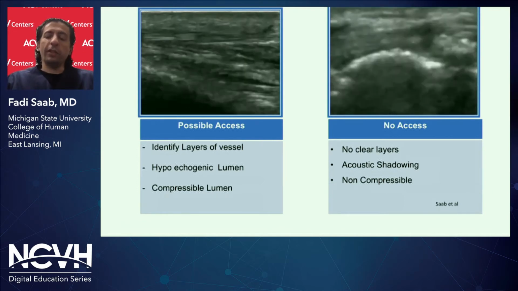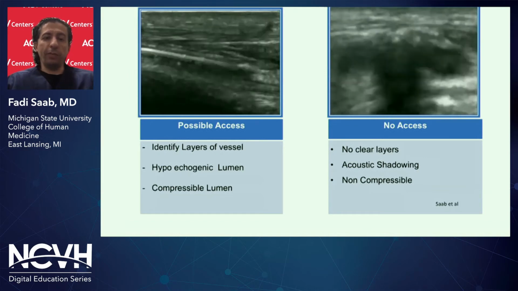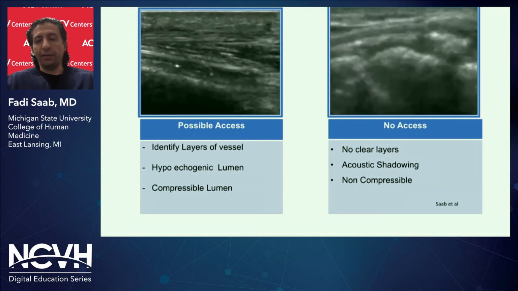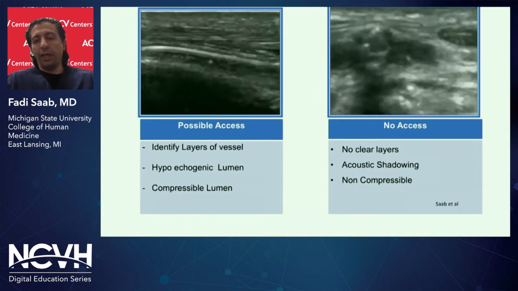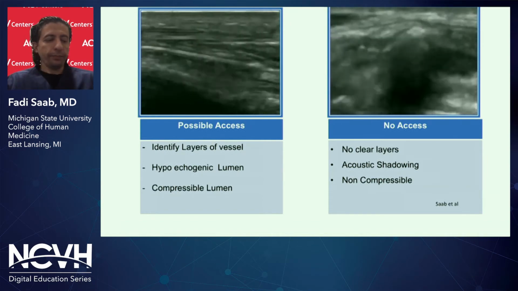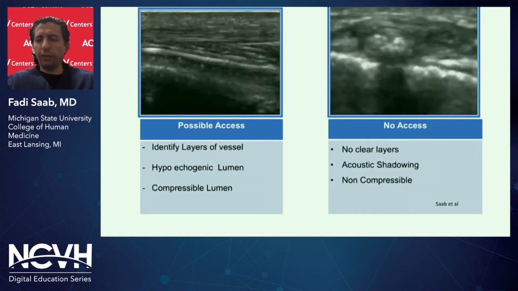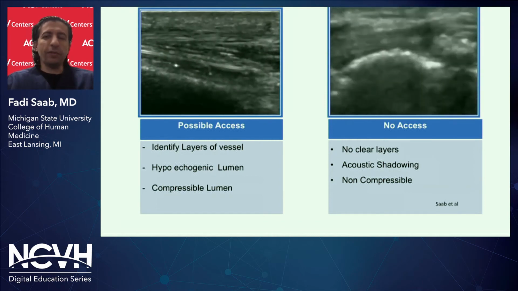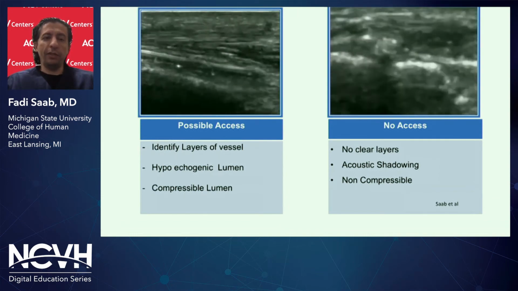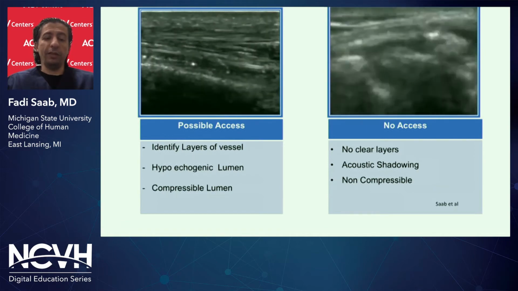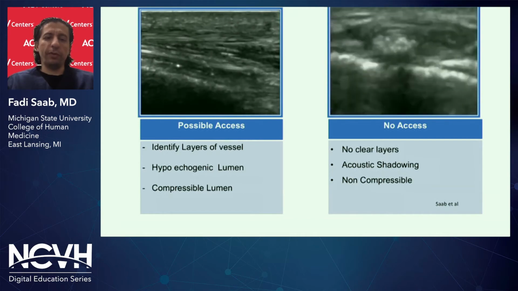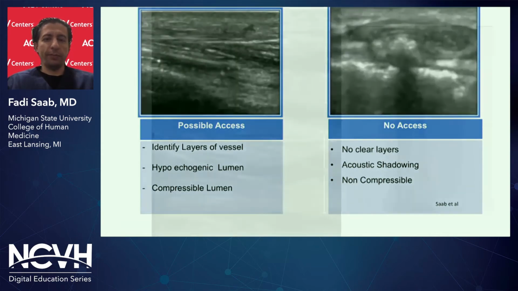This is a comparison: on the left-hand side are vessels that you can access, and on the right-hand side are vessels that you cannot access. Let's look at the vessels that you cannot access. There are no clear layers, as you can see here. When you're evaluating these tibial vessels, there's a lot of acoustic shadowing, severe calcification, and the vessel is non-compressible. Versus the left-hand side, this is an occluded tibial vessel, but you can clearly see layers of the vessel: adventitia, media, and intima. There's a hypoechogenic occluded lumen, and it's a compressible lumen, so the physician can use ultrasound to access it.